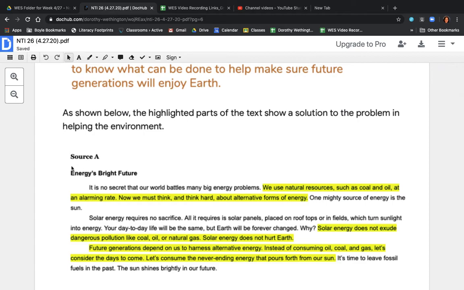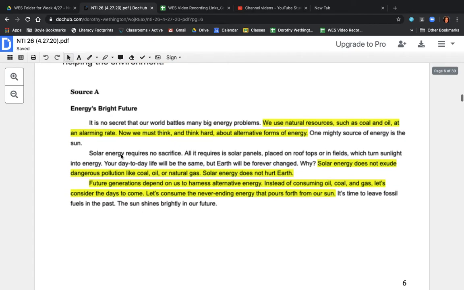Source A. Energy's bright future. It is no secret that our world battles many big energy problems. We use natural resources such as coal and oil at an alarming rate. Now we must think, and think hard, about alternative forms of energy. One mighty source of energy is the sun. Solar energy requires no sacrifice. All it requires is solar panels, placed on rooftops or in fields, which turn sunlight into energy. Your day-to-day life will be the same, but Earth will be forever changed.